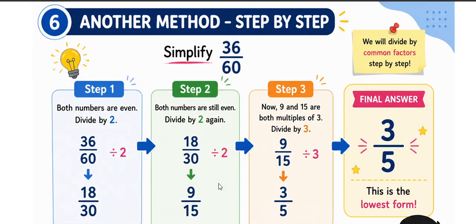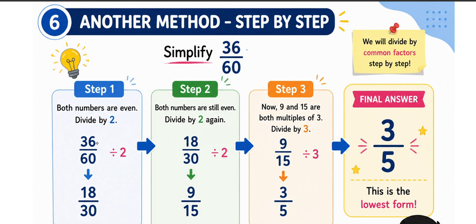Now another method. You can convert a given fraction into its lowest form or simplest form with another method as well. We have studied the method of HCF. Now let's do it by another method, in which we divide by common factors step by step. In this method, what do we do? 36 and 60 both are even, right? 36 is even, 60 is also even, and even numbers are divisible by 2. So both numbers are even, divide by 2. Let's divide 36 by 2 and 60 by 2.